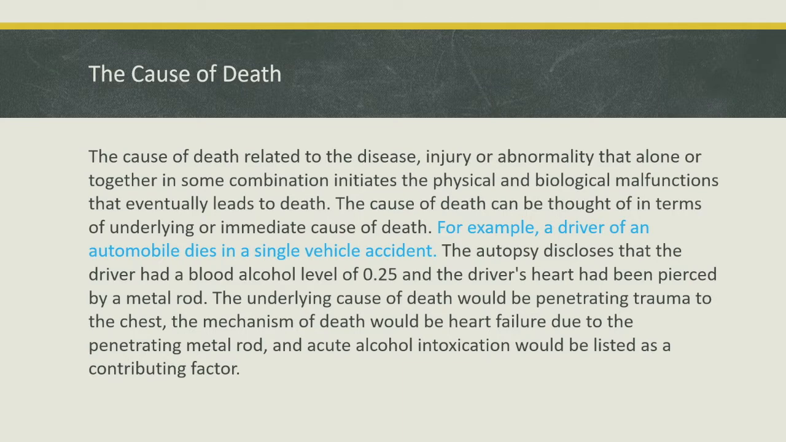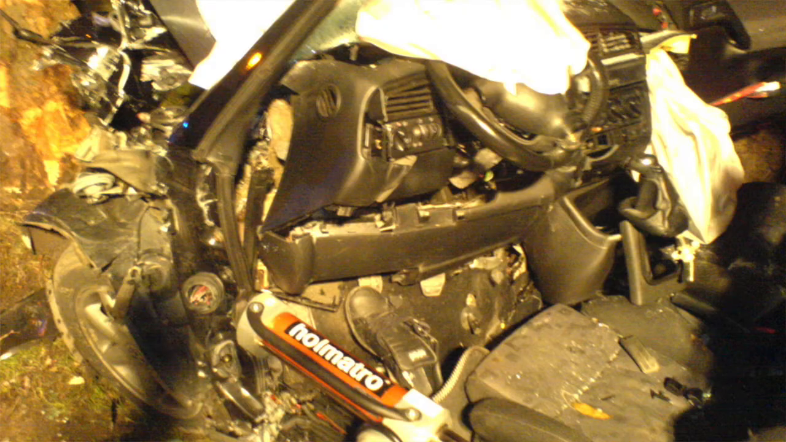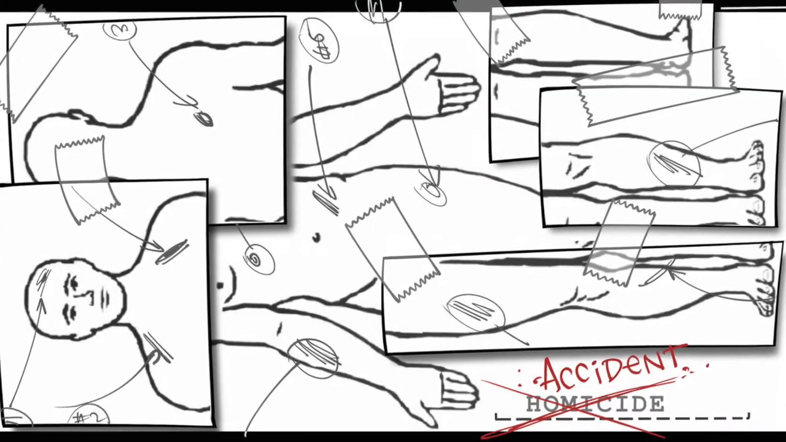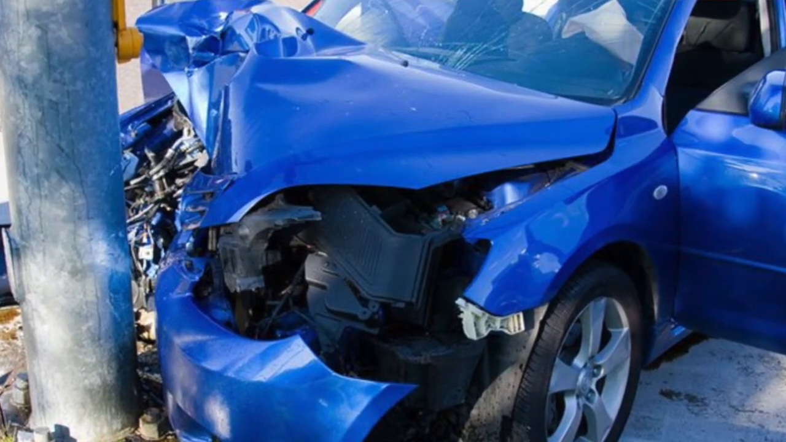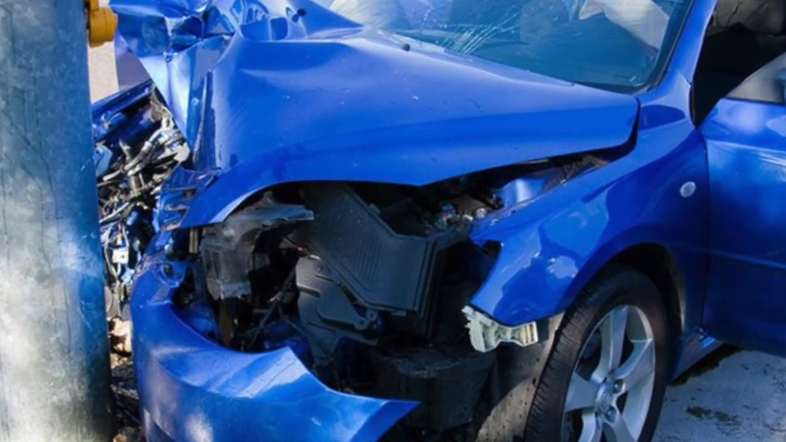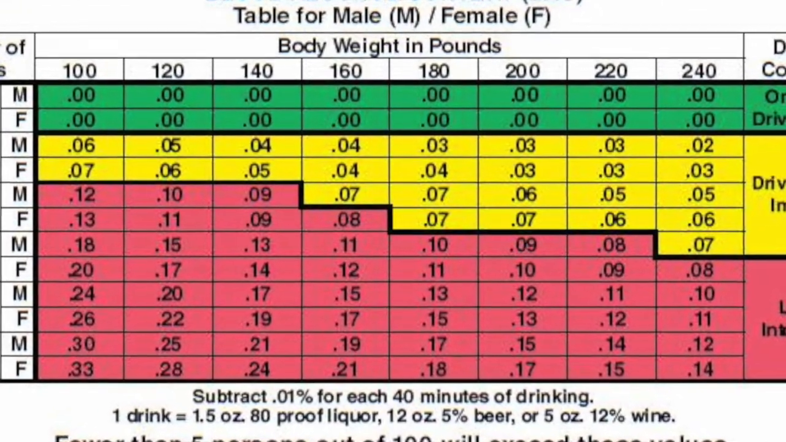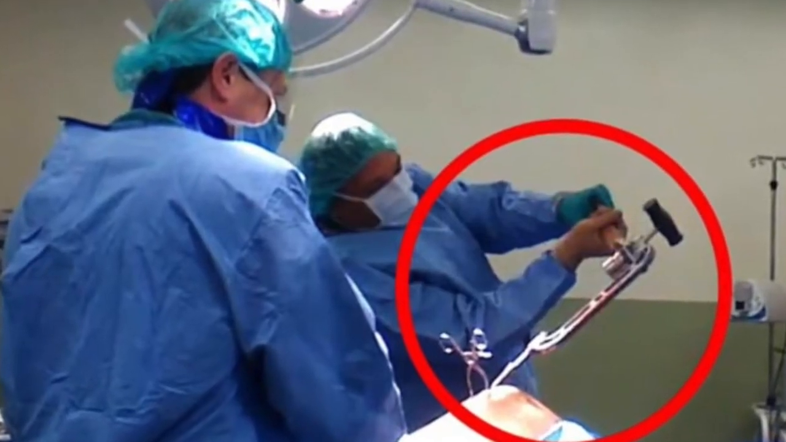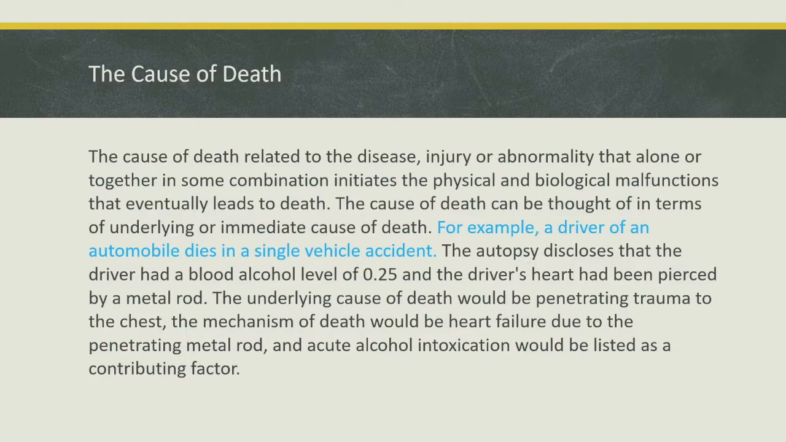The cause of death relates to the disease, injury, or abnormality that alone or together in some combination initiates the physical and biological malfunctions that eventually lead to death. The cause of death can be thought of in terms of underlying or immediate cause of death. For example, a driver in an automobile dies in a single vehicle accident. The autopsy discloses that the driver had a blood alcohol level of 0.25 and the driver's heart had been pierced by a metal rod. The underlying cause of death would be penetrating trauma to the chest. The mechanism of death would be the heart failure due to the penetrating metal rod, and acute alcohol intoxication would be listed as the contributing factor.